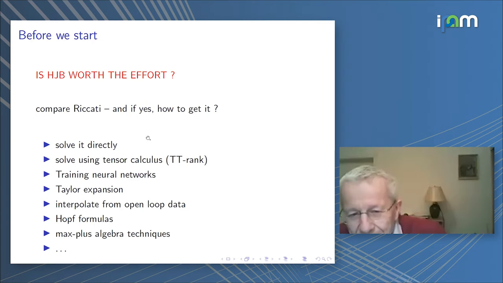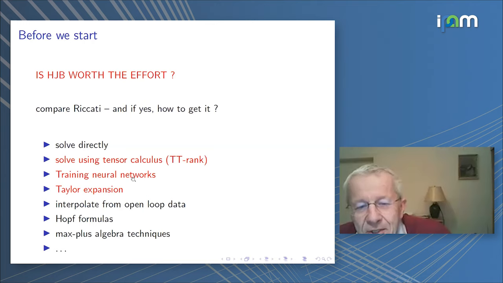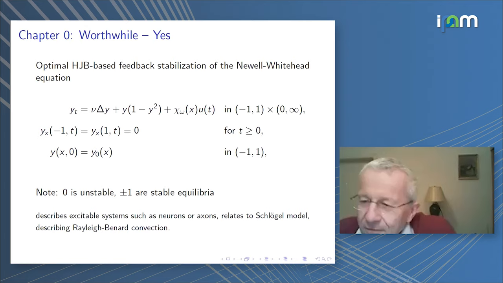So today I want to make contributions towards these three items. I'll talk about tensor train calculus. I'll also train a neural network, but differently from the previous approaches which have been discussed. And time permitting, I'll talk about Taylor expansion. First things first, chapter zero. Is it worthwhile in the first place?